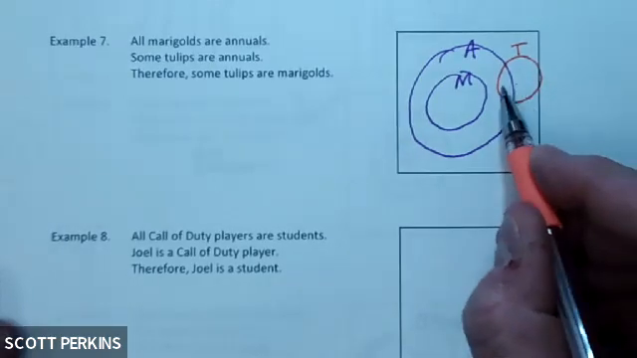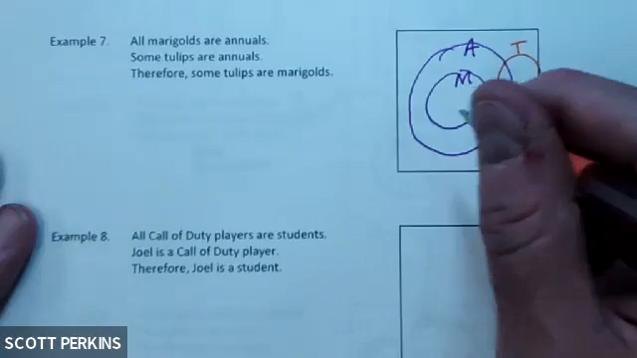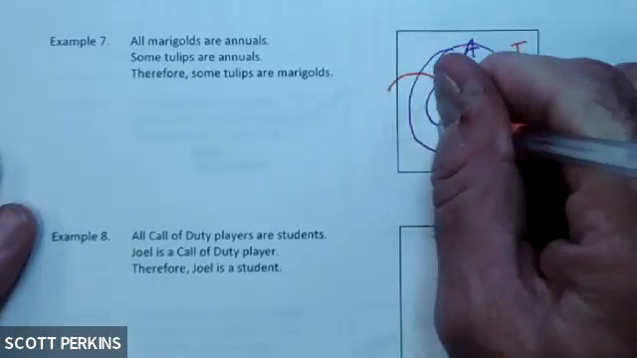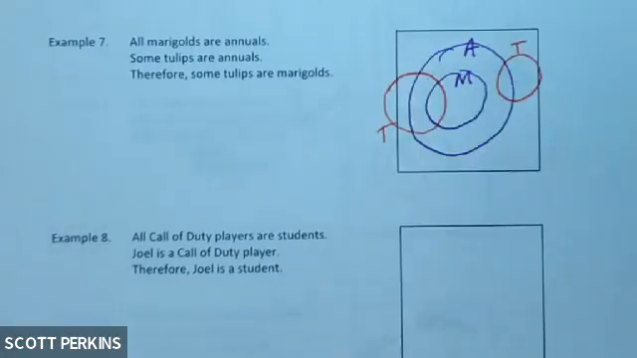Some tulips are annuals. They intersect. Could I draw the circle like this? Would this also be some tulips are annuals? I'm going outside the box here. Sorry about that. But if I drew it like this, does this still say some tulips are annuals? Yes, okay, so again, there is some vagueness about this.